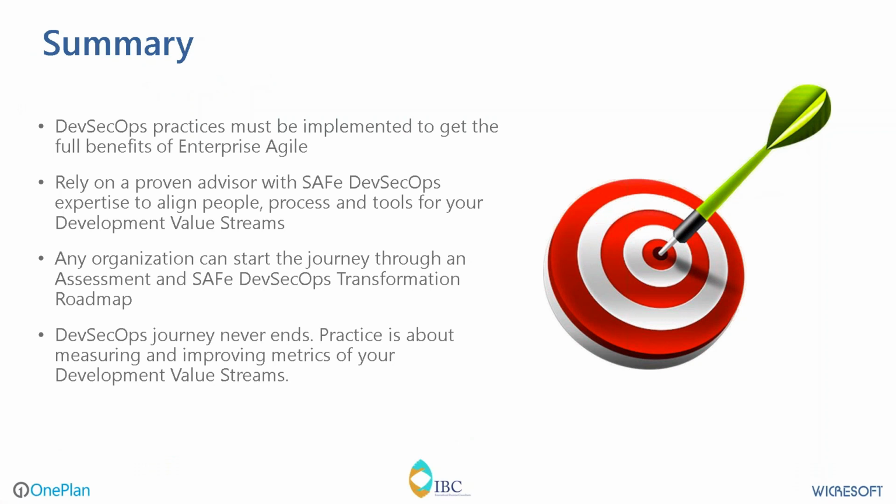Thank you, Wiseland, for that great demonstration of an end-to-end DevOps lifecycle. So just want to close with a summary and some call to actions on your end. So as you saw, DevOps practices have to be implemented to get the full benefits of enterprise Agile. You need to focus on optimizing your development value stream, and you can only do that by bringing together the completion of development through DevSecOps to release to production and release demand to the end customer.